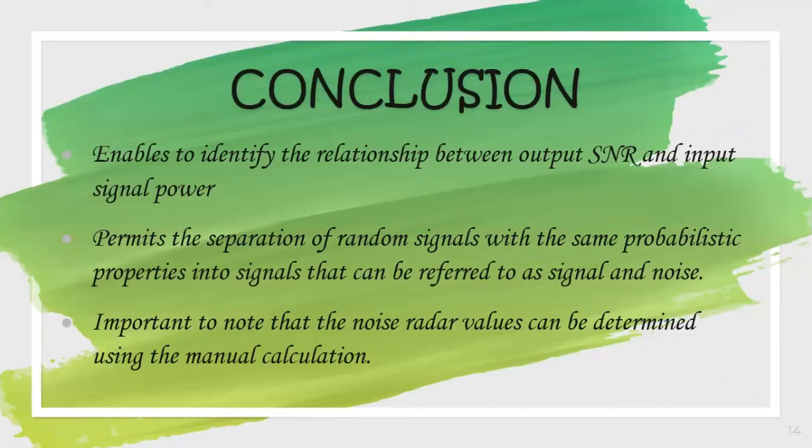So in conclusion, from this PBL, we are able to identify the relationship between output SNR and input signal power. Then we can see that SNR permits the separation of random signals with the same probabilistic properties into signals that can be referred to as signal and noise. Plus, it is important to note that the noise figure values can be determined using the manual calculation.